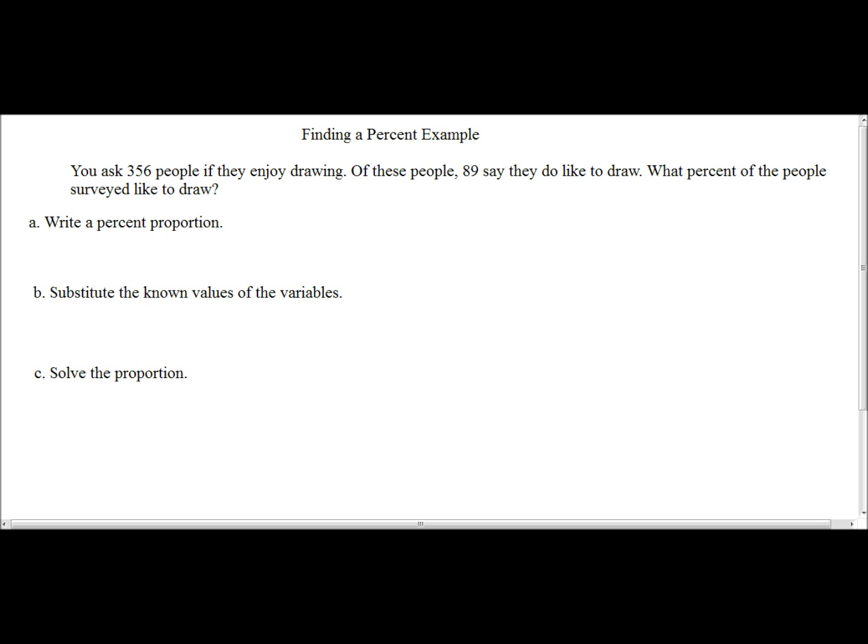Well, the first thing you want to do is write your percent proportion. And if we do so, we will have A over B is equal to P over 100.